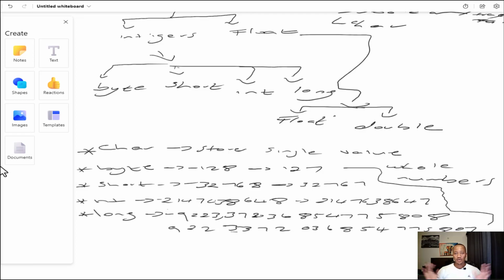They both store whole numbers. Okay, now these data types, look at them like your bottle of beer. You have your 440 can, you have your 750 ml, you have your 1 liter, and so on.